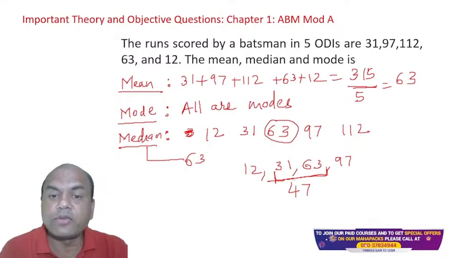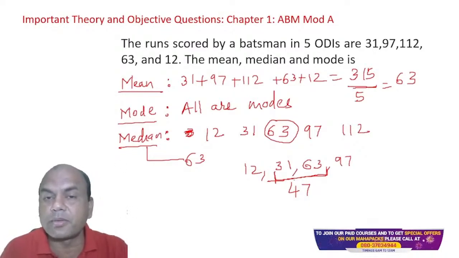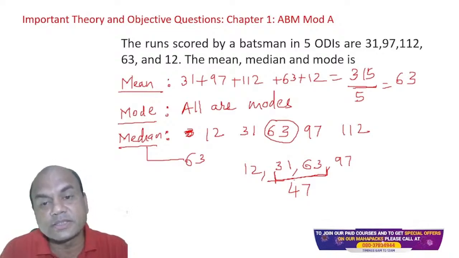Got it? If I have an odd number of values, then things are simple. The central number is very easy to find out. If it is an even number, then I have to find the average of the central 2 numbers.